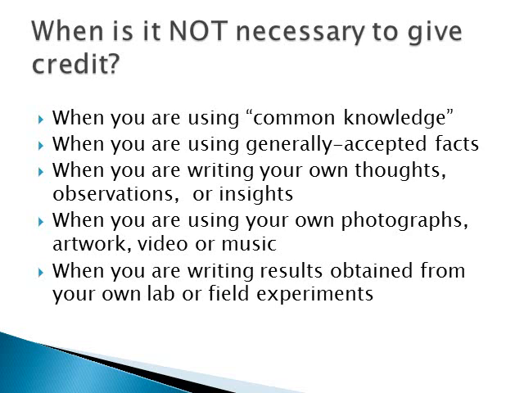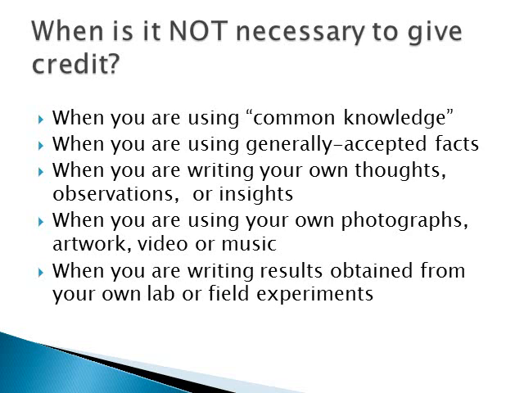So when is it not necessary to give credit or cite a source? When you're using common knowledge. Common knowledge is considered something that everyone knows, so no citation would be necessary. An example of this would be water freezes at 32 degrees Fahrenheit. It wouldn't be necessary to cite a source for this particular example. Also, it's not necessary to cite a source when you are using generally accepted facts. A generally accepted fact would be something such as pollution is bad for the environment.